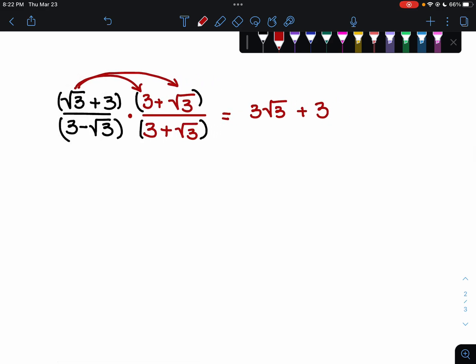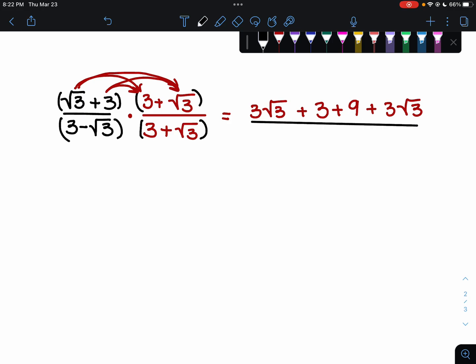I move on to my next one, which is 3 times 3. That gives me a 9. And then 3 times rad 3 is plus 3 rad 3. So that is just the top.